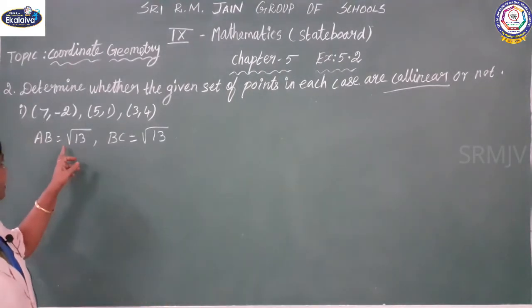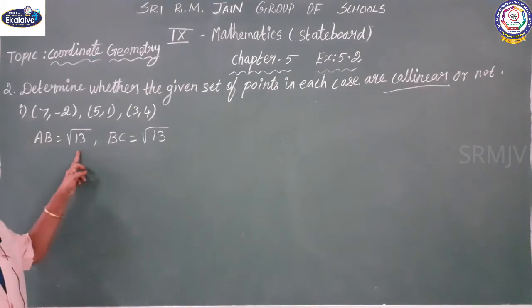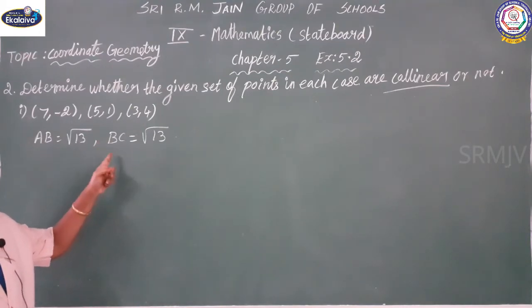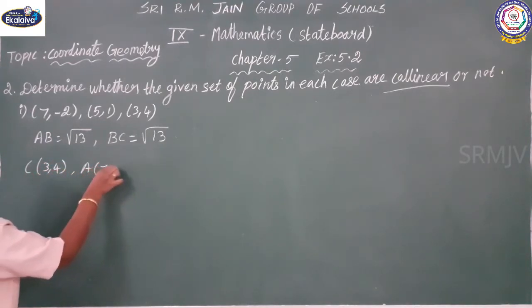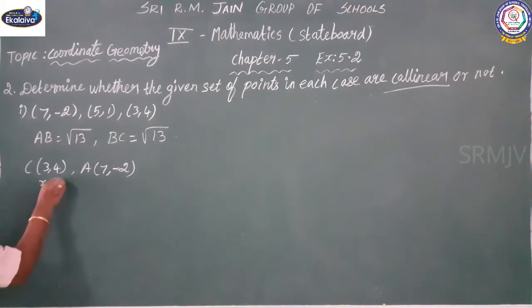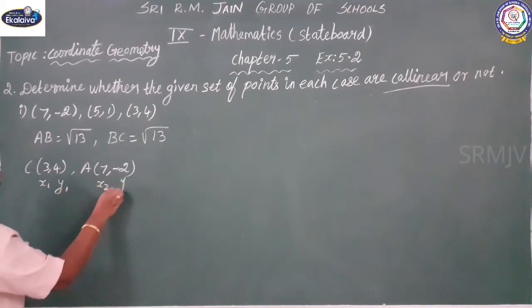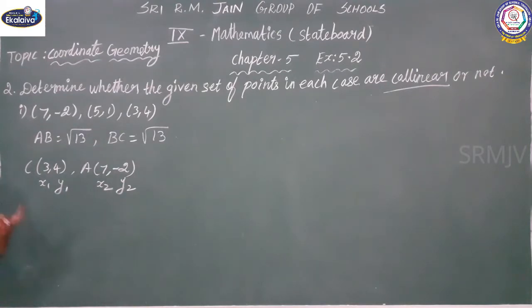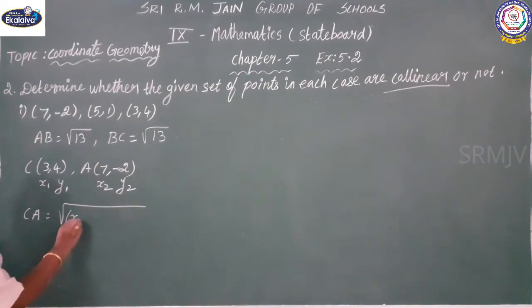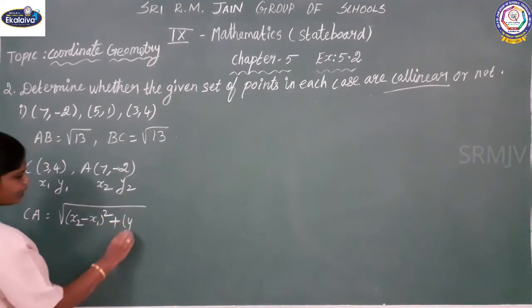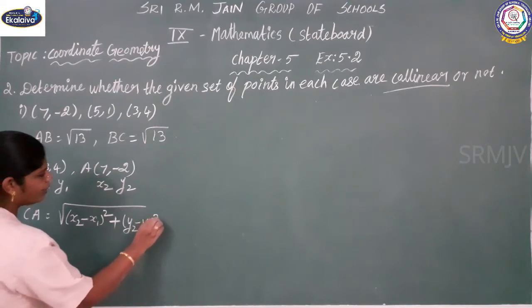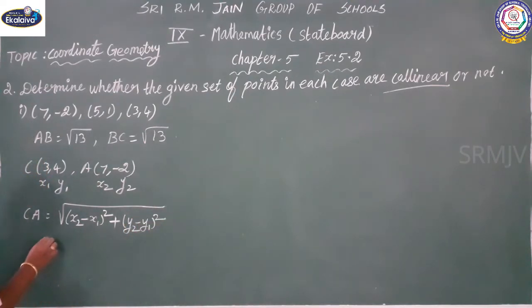See the next. See here, we already found the distance of AB and the distance of BC. Next we are going to see the distance of CA. Okay. So C is 3 comma 4 and A is 7 comma minus 2. Okay. So x1, y1, this is x2, y2. Okay. So we are going to use the distance formula. So CA equal to root of x2 minus x1 the whole square plus y2 minus y1 the whole square. Okay. Substitute the value here, children.